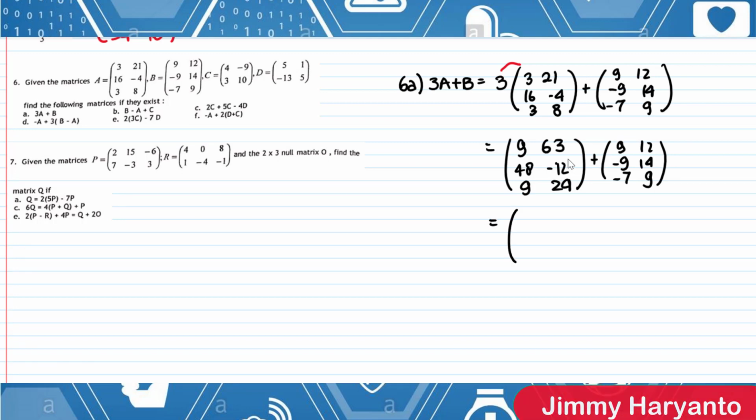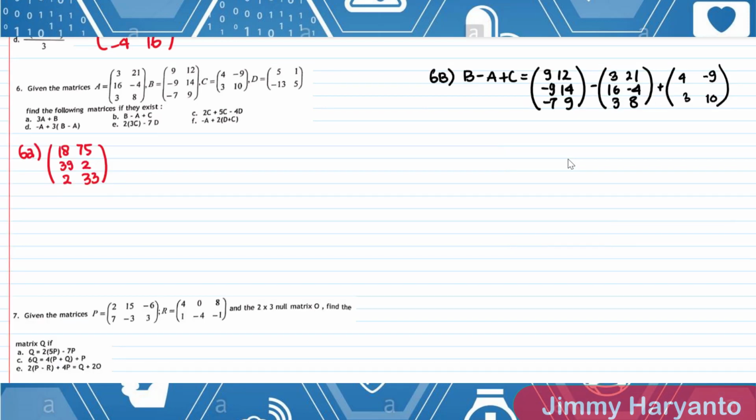Okay, so if we add them together, it will be 18 plus 75, and then for this one is 39, negative 12 plus 14 is 2, and for this one is 2, and this one is 33. There you go. This is the answer for number 6A.